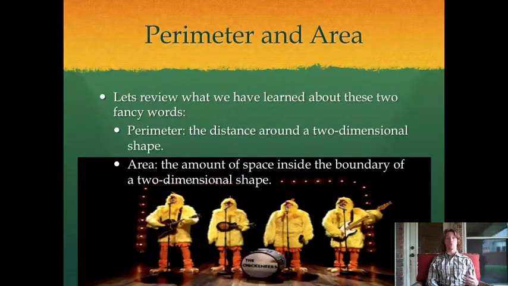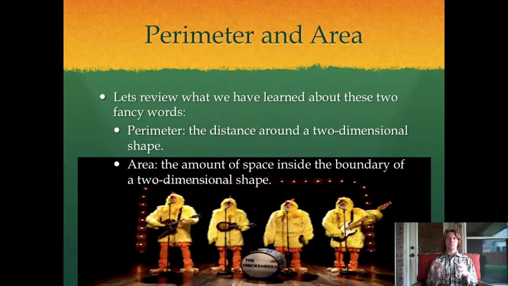First of all, we're going to review the things that we talked about and their definitions. So perimeter is the distance around a two-dimensional shape. If you've got a square, it's all four of those sides added up. If you've got a triangle, it's the three sides added up, and so on and so forth. An area is the amount of space inside the boundary of a two-dimensional shape. So say you've got a square, it's how many cubic inches, centimeters, whatever may be inside that shape.